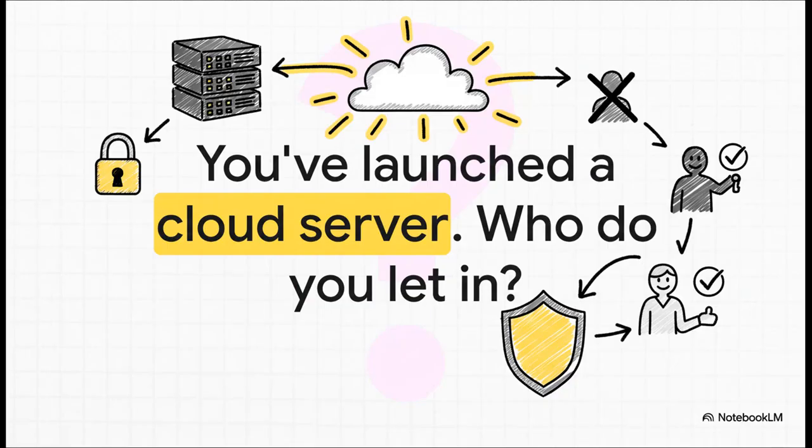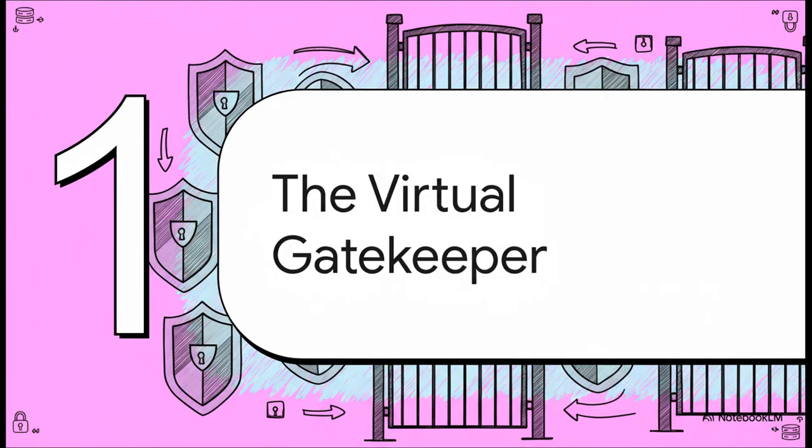Okay, let's just imagine this for a second. You've just spun up a brand new server in the cloud. It's live, it's got a public IP address, which means, yep, it's connected to the entire internet. So the big question is, who do you actually let knock on the door? Well, the answer to that question is what AWS calls a security group. And honestly, the best way to think about it is as your server's own personal virtual gatekeeper.